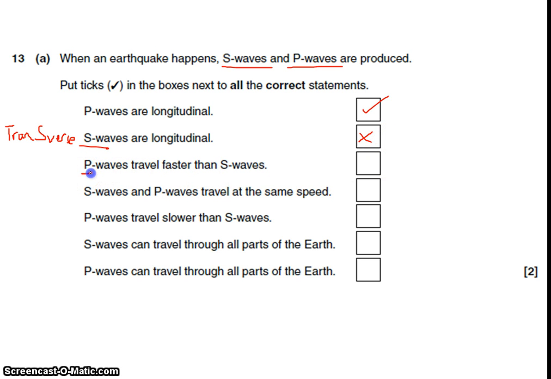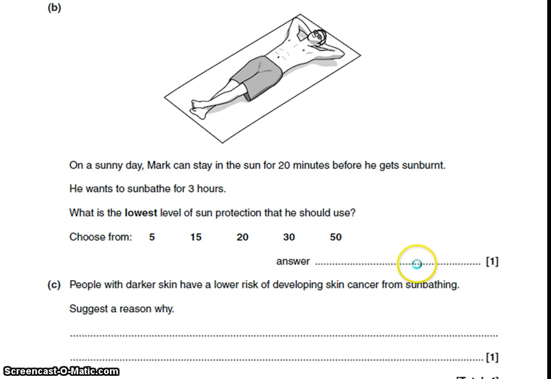Now P waves, the P stands for primary, and that's because they arrive first. So P waves are faster than S waves, which means that those next two statements are incorrect. And P waves, they can travel through all parts of the Earth because they're longitudinal. S waves can't. They can't travel through liquids. They can't travel through the outer core.